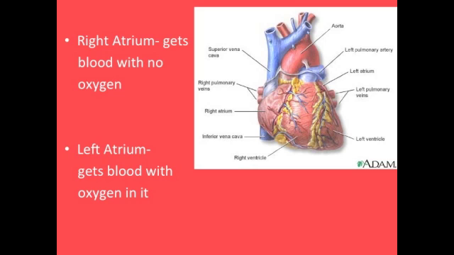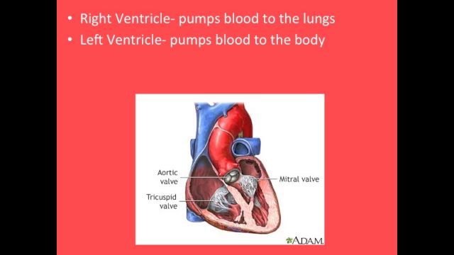So what happens in your heart to create this blood flow? The top right, or your right atrium, because your atria are at the top, receive blood that no longer has a high concentration of oxygen in it from a vein called the vena cava. The top left, or your left atrium, receives blood that has a high concentration of oxygen in it from the lungs.